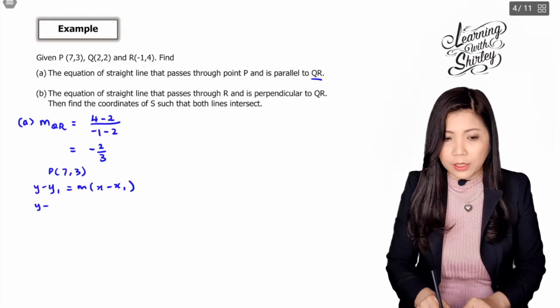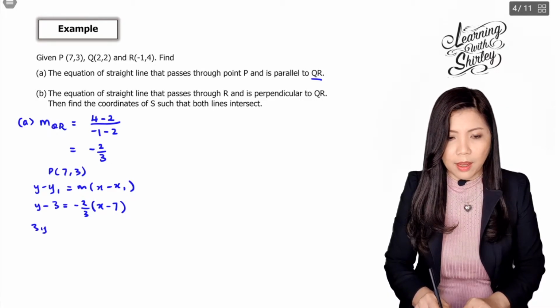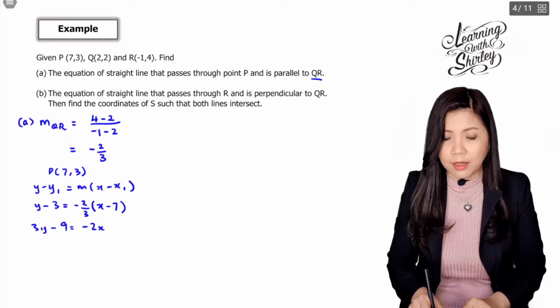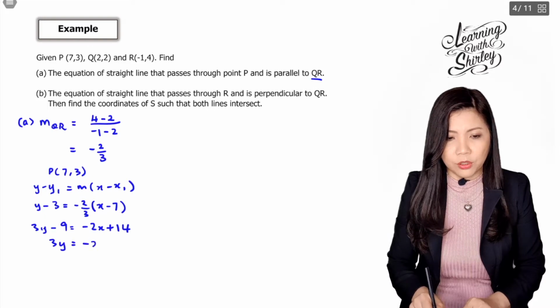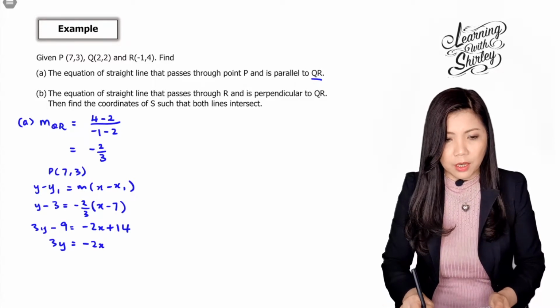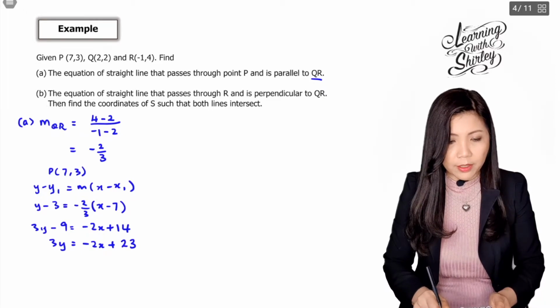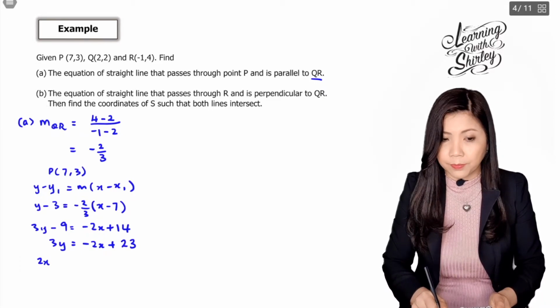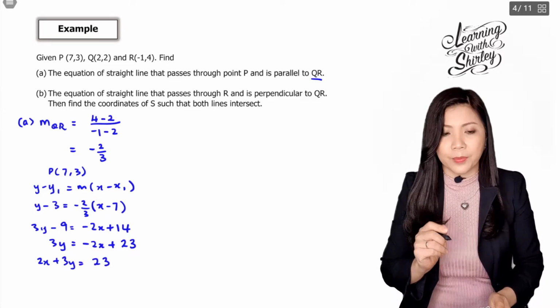So y minus 3 equals, the m is negative 2 over 3, (x minus 7). So here the 3 I shift over, becomes 3y minus 9 equals negative 2x plus 14. So 3y equals negative 2x, then we have 14 plus 9, which is 23. So plus 23. So we move everything to the left, so it becomes 2x plus 3y equals 23. So this is the answer for A. Now let's solve for B.